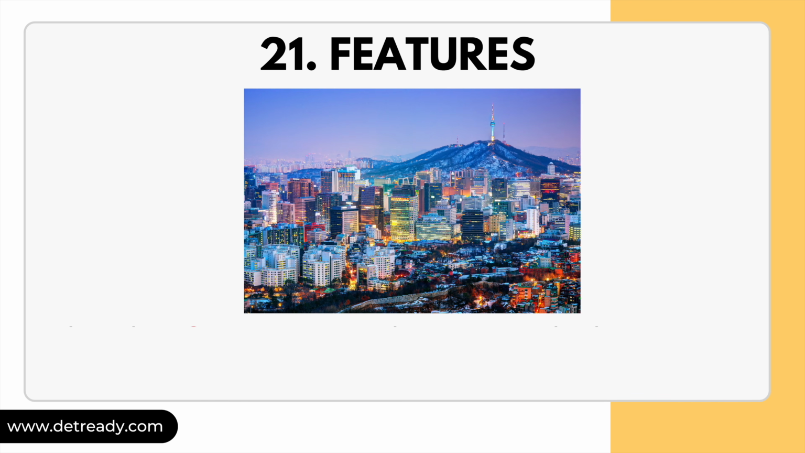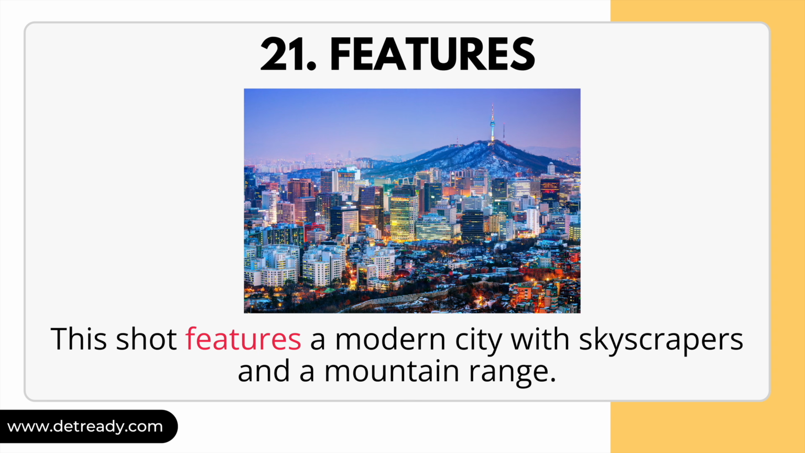But what word can you use if you want to talk about the key parts of a picture? Well, I recommend using the verb features. Just like here. This shot features a modern city with skyscrapers and a mountain range. Features is a simple verb, but it will make your description stand out.